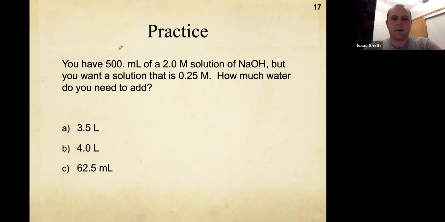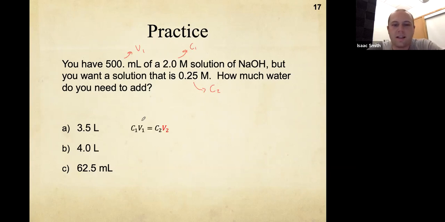So if we read through the problem here, I like to answer these like I did the gas laws, where I label everything as I move through. It says you have 500 milliliters, so that's our initial volume, of a 2.0 molar solution, that's our initial concentration. But you want a solution that is 0.25 molar. So that would be our final concentration. So if we look at the dilution equation, then we're actually searching for V2, right?